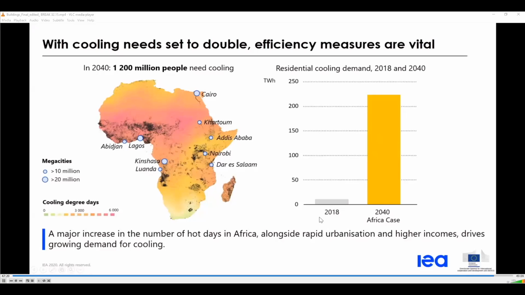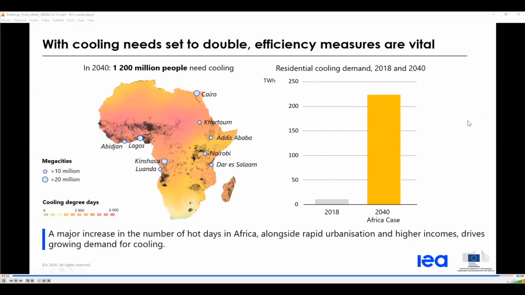So if we focus on electricity demand from air conditioners, then we can see that electricity demand in the residential sector across Africa for this end use could grow to well over 200 terawatt hours by 2040. So that is just a huge increase in demand that would have major implications for power systems, especially because of the fact that air conditioning electricity demand is often concentrated in certain hours of the day, so difficult to manage.